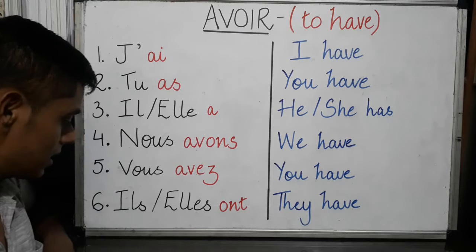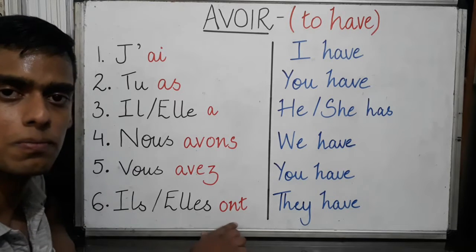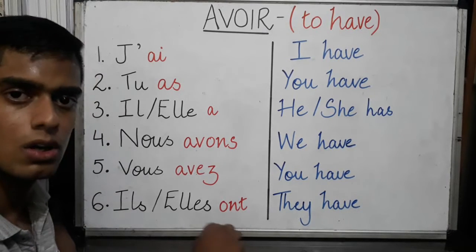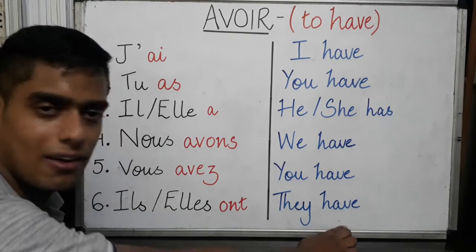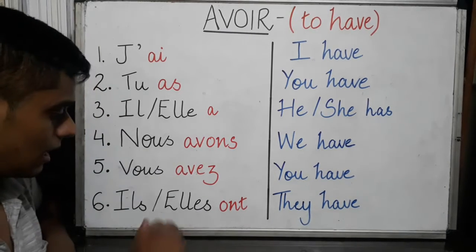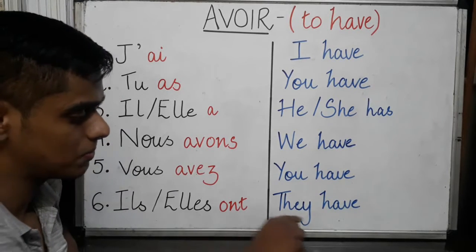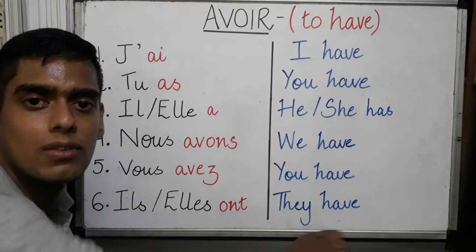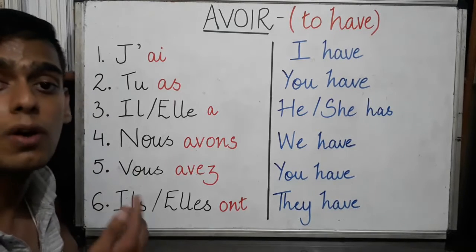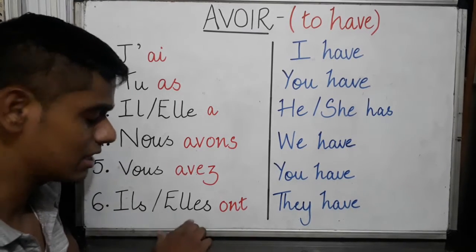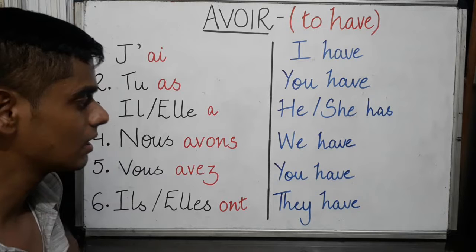Moving to the next one, that is ils ont. Ils ont, which means they have. Last one, elles ont. Elles ont, which means they have. Here il is used for masculine and elle is used for feminine.